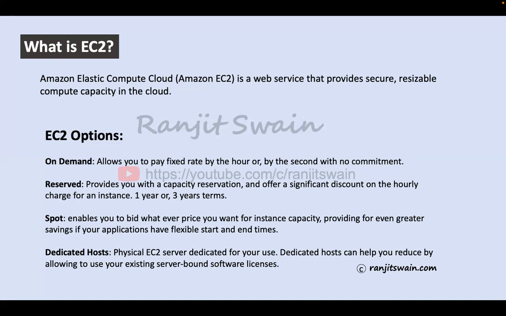So what is EC2? EC2 is Elastic Compute Cloud, or you can say elastic cloud compute, or compute cloud. So it is called EC2. It is a web service that provides secure, resizable compute capacity in the cloud. So secure and resizable, whatever size, whatever configurations you need.